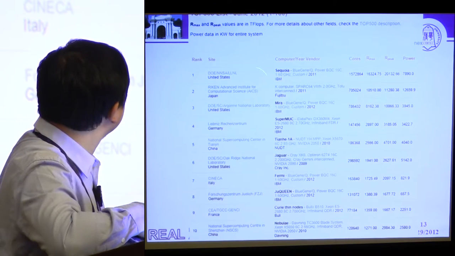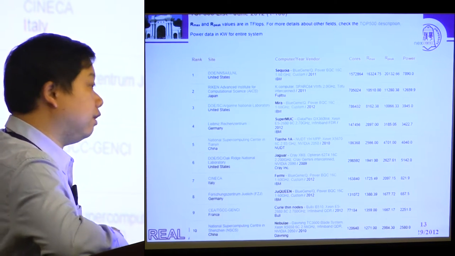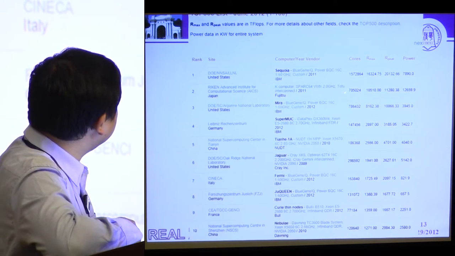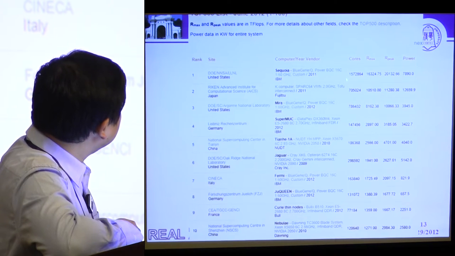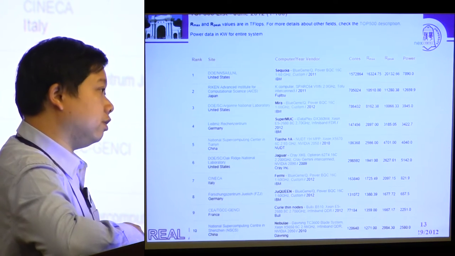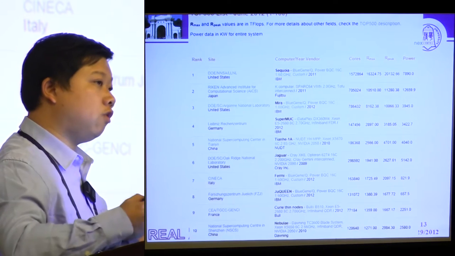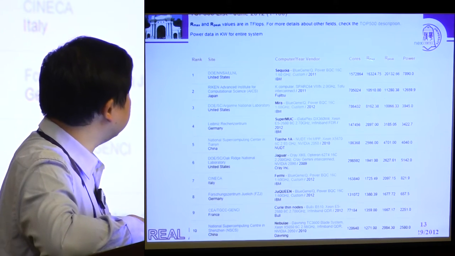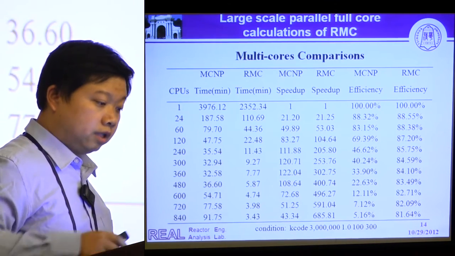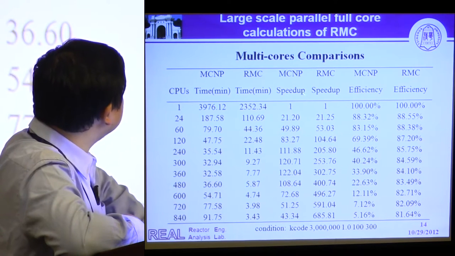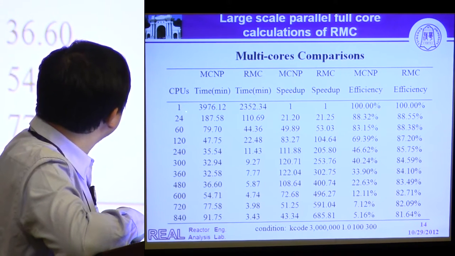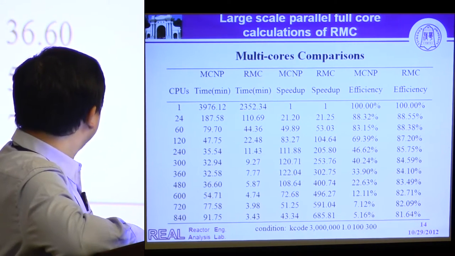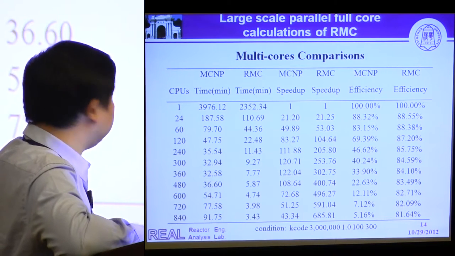This table shows the top 10 computers in the world, and we can find that all these top computers have a lot of cores; the first one has more than 1 million cores. So for us, we must develop a parallel code to use all these cores. And this table shows our multi-core computation on different numbers of CPUs. We use more than 800 cores in our calculation.